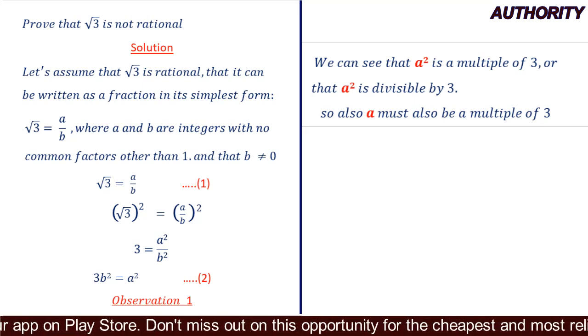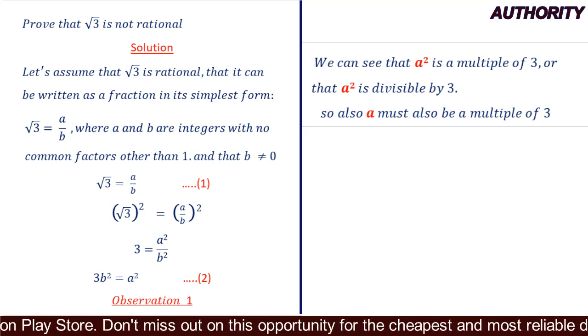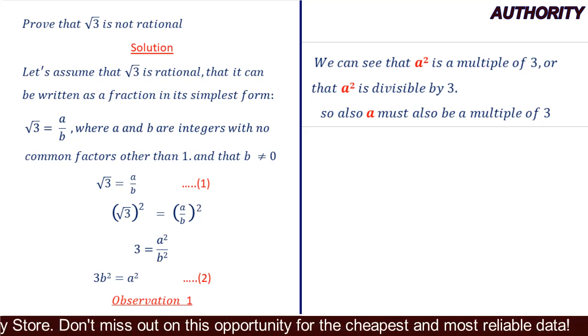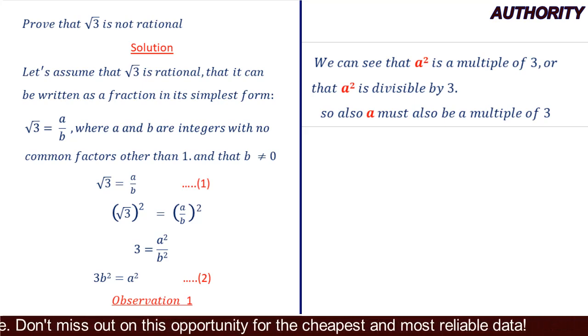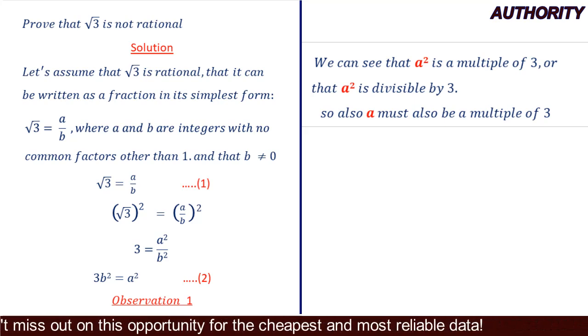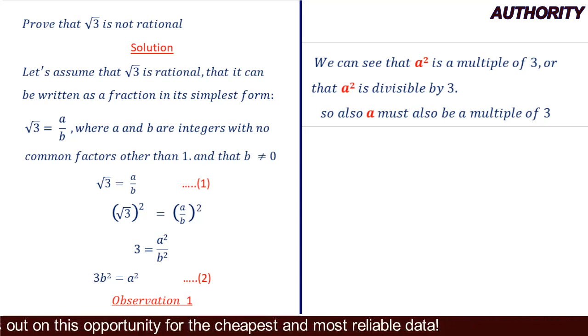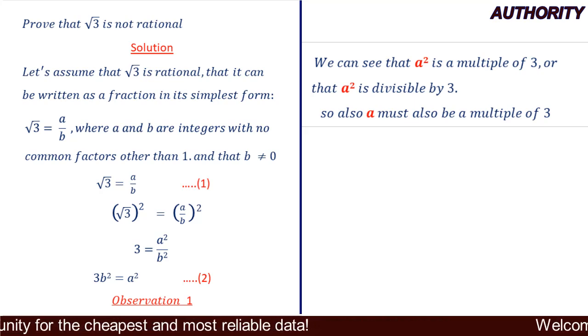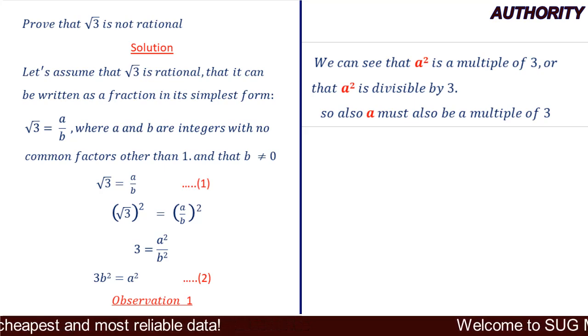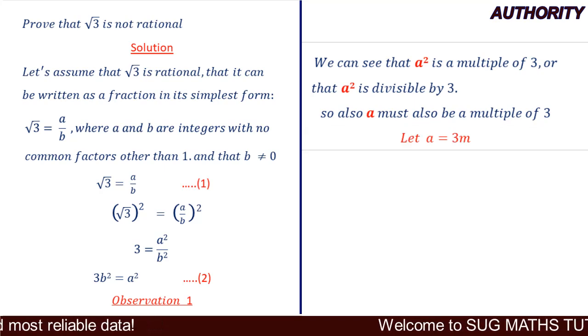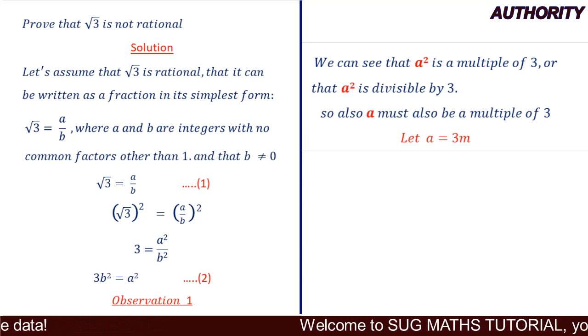Now, we also come to this: 3b squared is equal to a squared. Then a squared is a multiple of 3 and a squared is divisible by 3. Okay, good. Now, if a squared is a multiple of 3, so also a must be a multiple of 3. Are we together? Good. Now let's go. Since a is a multiple of 3, let's say a is equal to 3m. A is equal to 3m, a multiple of 3. Right?